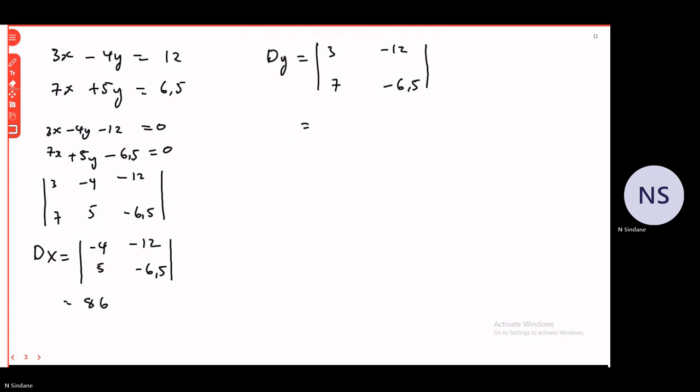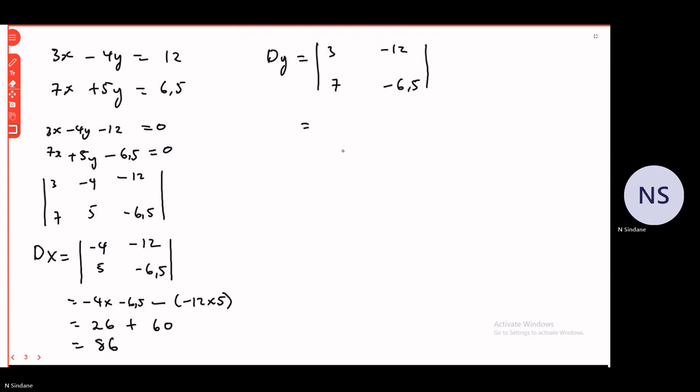Here let me just write the steps instead of writing the final answer. Some people may not understand where it comes from. So this is when you're calculating the determinant, right? This will give you minus 4 multiply minus 6.5, right? And then this will be minus of minus 12 multiplied by 5. This gives you 26 plus this gives you 60. Therefore, it gives you 86, right?